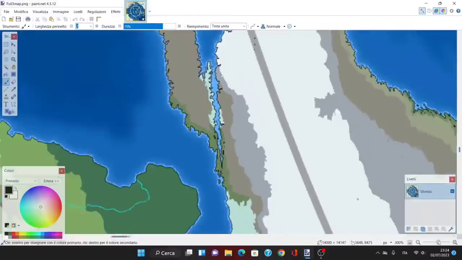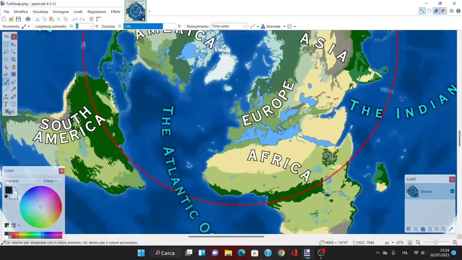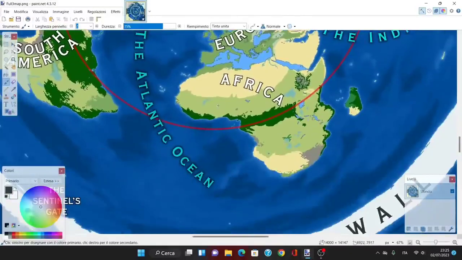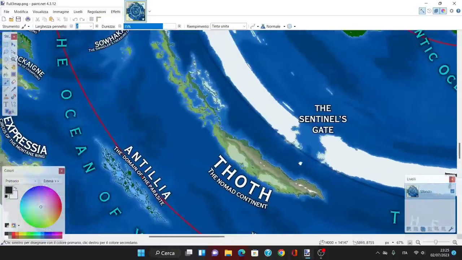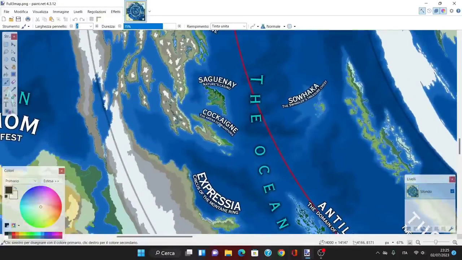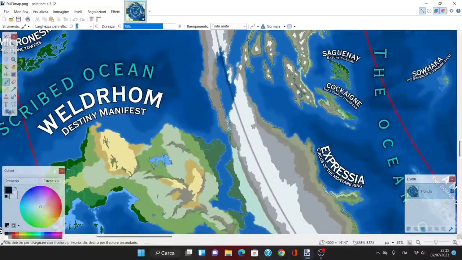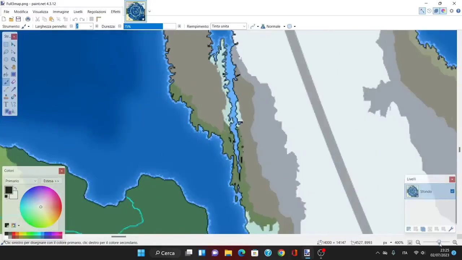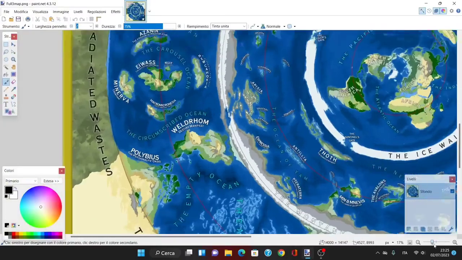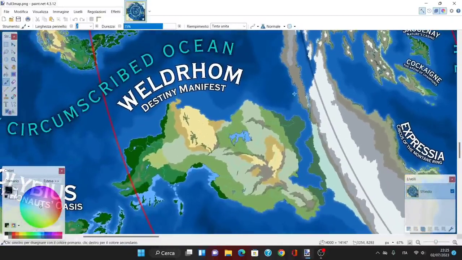So this is the only actual place you can probably go boat to boat from the center of the world, so Europe, North America or something like that, Africa, don't know, don't care, and then out of it through the Sentinel's Gate, and then land on Thoth if it is there, since it is a nomad continent, then reach places like Cocaine, Expressia, Saguenay, Apisia, and then circumnavigate Apisia and get into these islands, and finally you can go in this strait and exit it, and find yourself in the second ring. And you will be encountering the continent of Weldhorn, the Destiny Manifest continent.